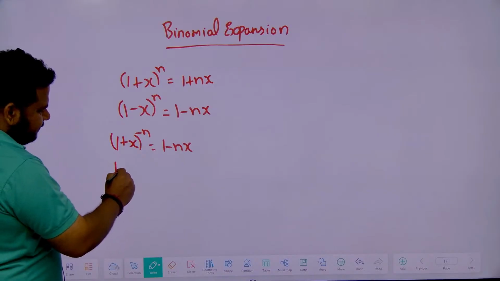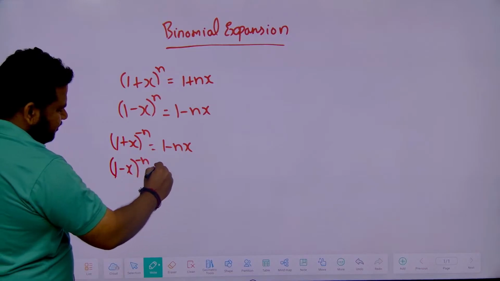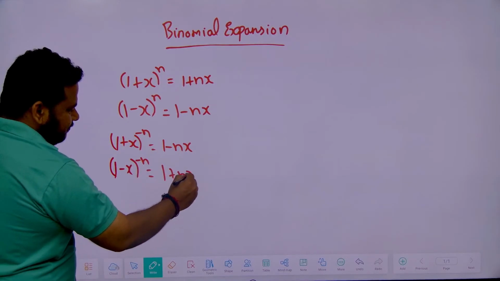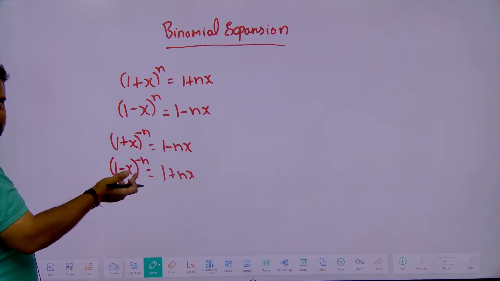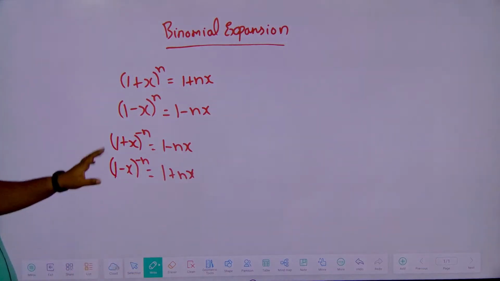Next, if you have (1 minus x) to the power of minus n, what will happen? Here there is a minus, and the power also has a minus, so minus into minus will become plus. So you will get 1 plus nx.